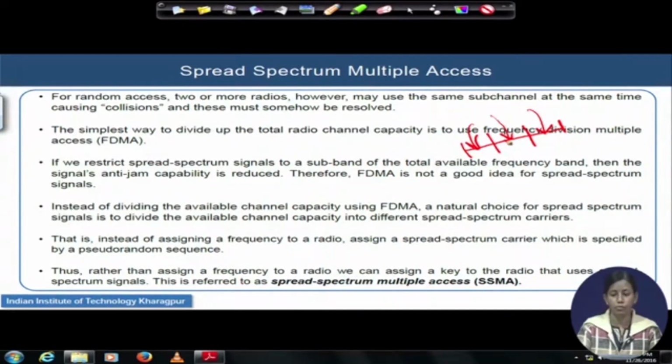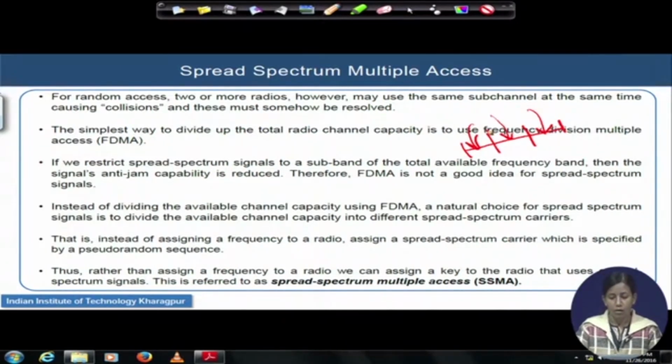So, if I am reducing and restricting the bandwidth of my spreading, definitely if I am dividing the total available bandwidth into smaller sub bands, the bandwidth I will get for spreading for each and every user allocated in this sub band will be much less compared to the total bandwidth available, and hence its capability to avoid the anti-jam activities for the receiver will definitely be reduced.